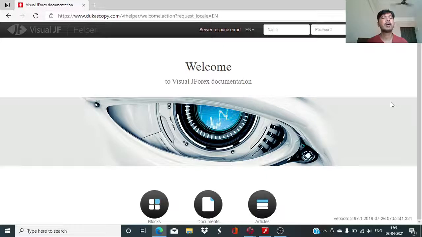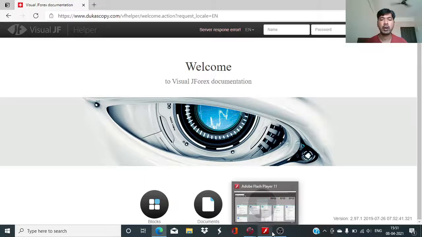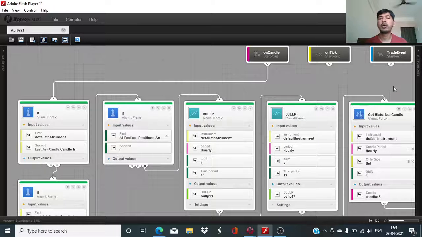Everyone, myself Vaibhav. In today's session of Visual JForex, we will be continuing to work with the indicator named Bull Power. This is the second part, and in today's session, the focus is going to be on completing the buy side setup using the indicator block. So now let us head to the Visual JForex board, which has been developed by Dukascopy Bank SA.